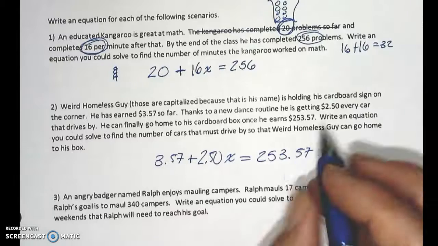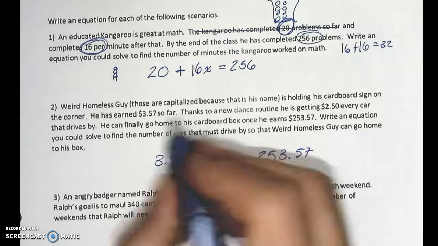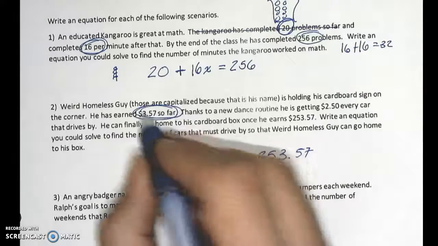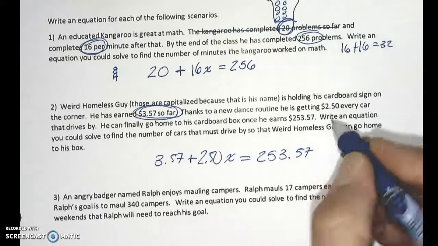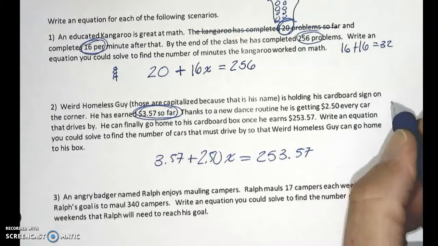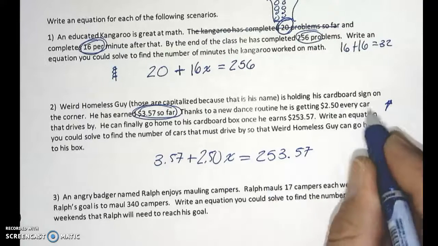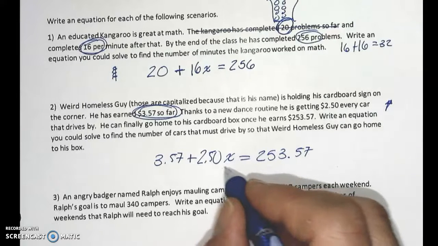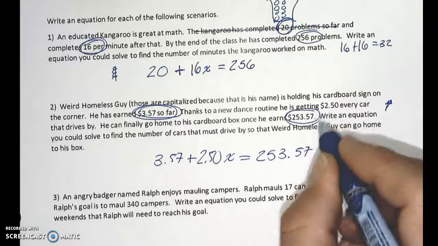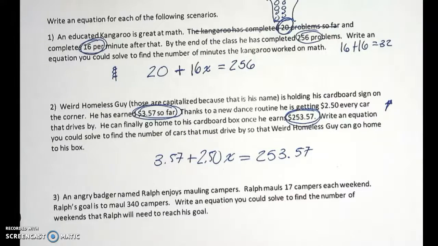Then on number 2, we started with $3.57. And then we knew that he got more money because he's making money. He got 250 per car, or every car. So we put 250x equals our total, which is 253 and 57 cents.